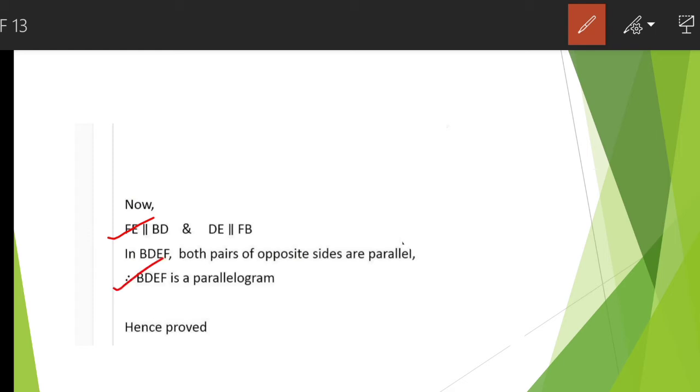Either we can prove opposite sides are parallel and equal, then it is a parallelogram, or opposite sides of the quadrilateral are parallel to each other. So if we can show two pairs of parallel lines, we can say the quadrilateral is a parallelogram. So this was our first part.